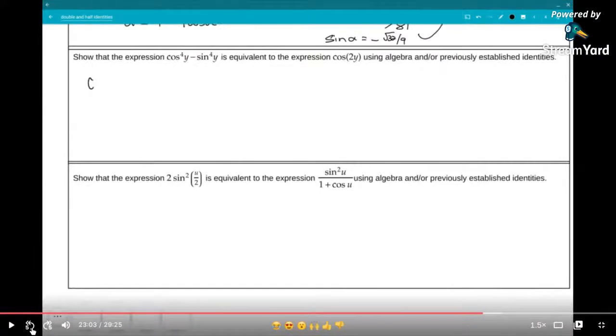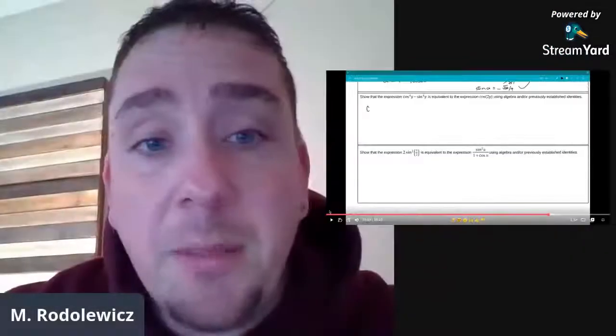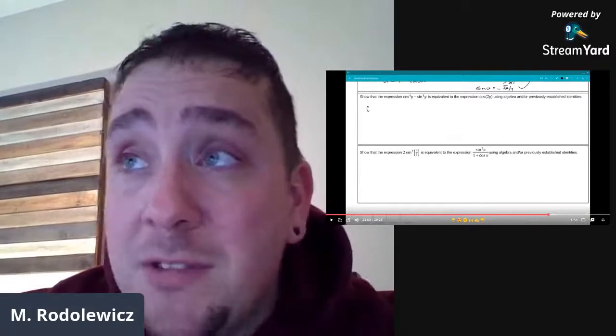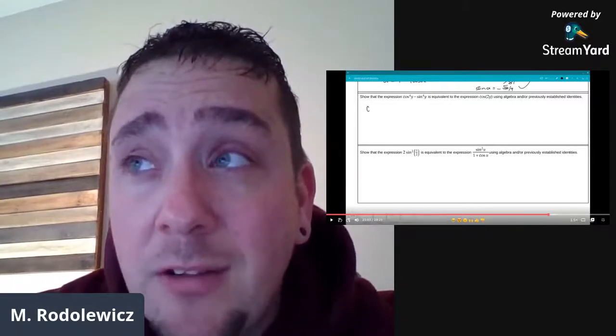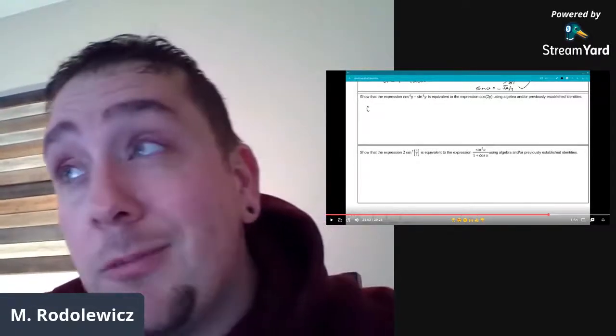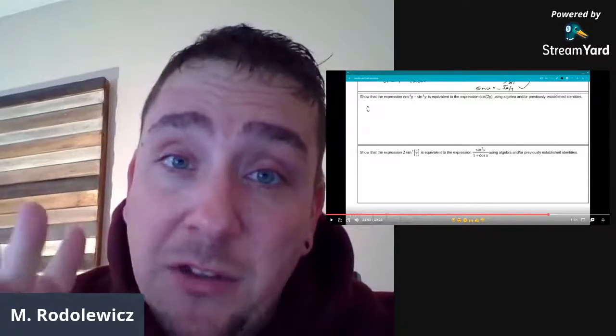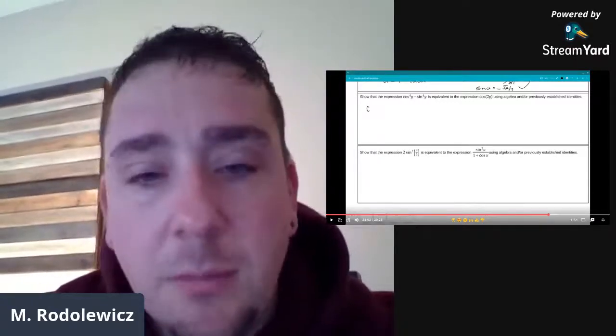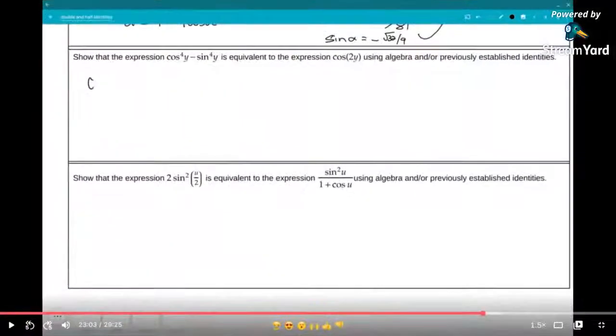So show that the expression cosine to the fourth y minus sine to the fourth y can be rewritten as cosine of 2y. My last little blurb here: basically, you want to be able to say, all right, what algebra can I do to that given expression to make it look like what's asked of me? I've mentioned this a few times. It's super ridiculously important for concepts in calculus. All right, with no further ado.